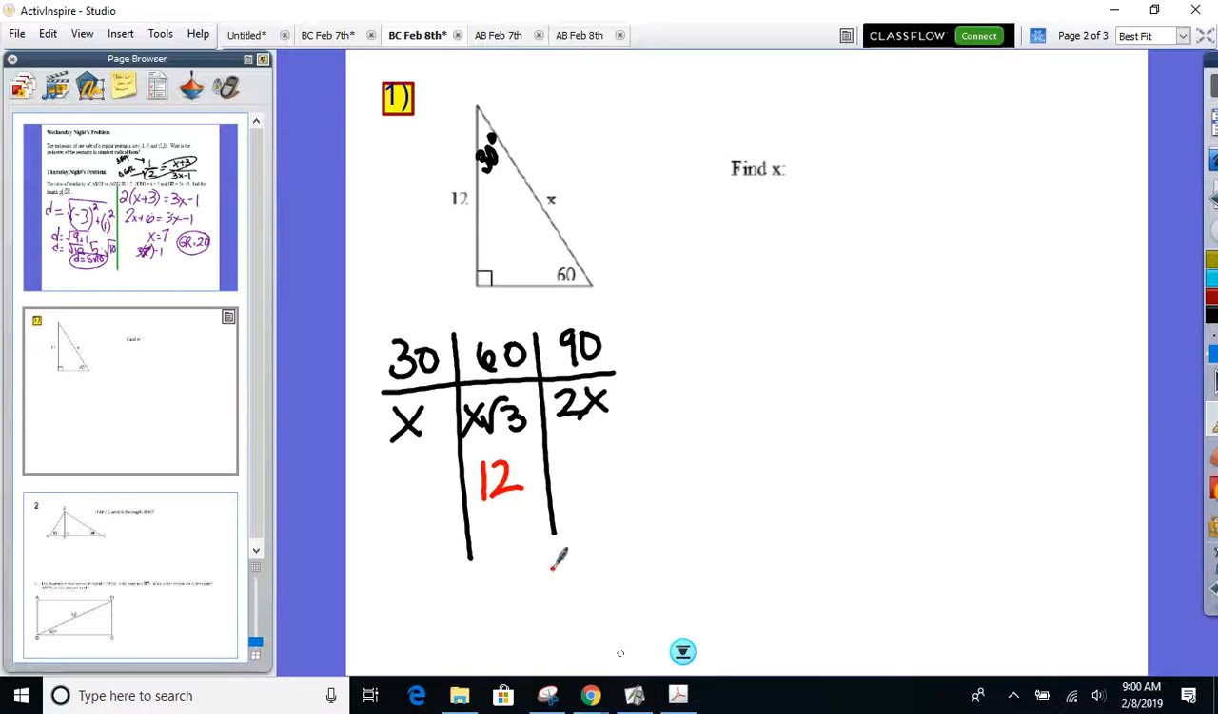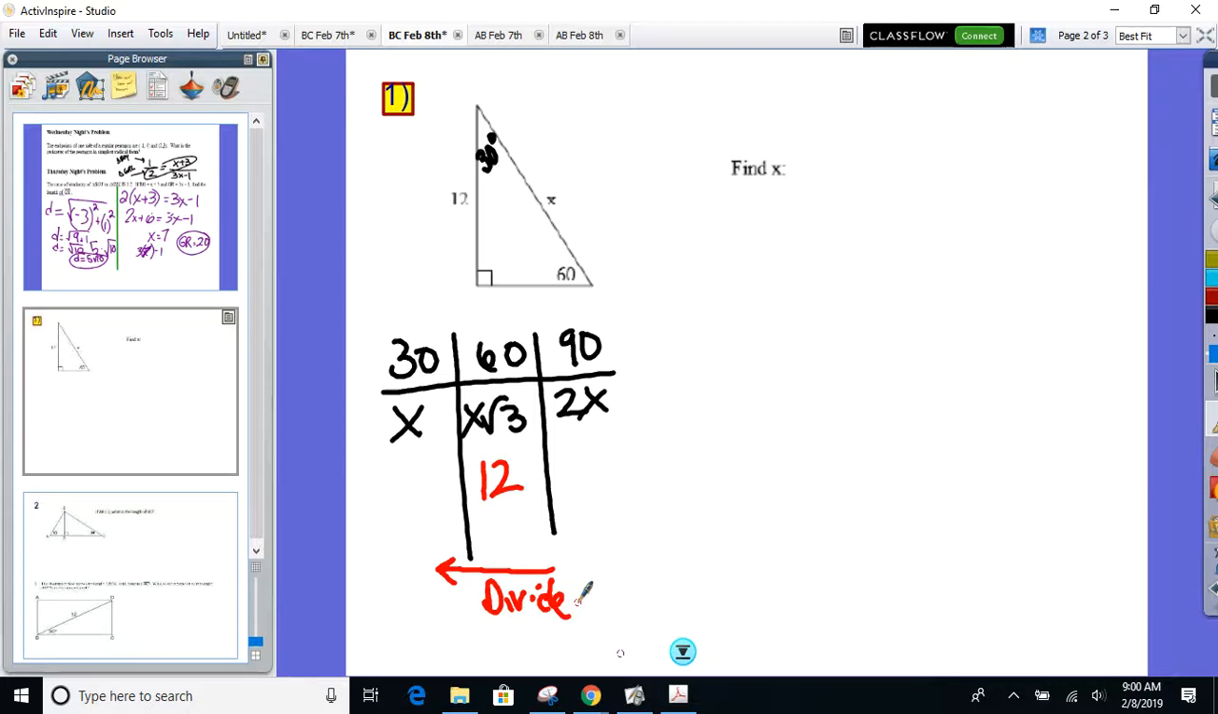When I go to the right in the chart, what do I have to do? I got to multiply everyone, whether it be by radical 3 or 2. Now when I go to the left, I'm going to divide if I want to go back. Specifically, look where the 12 is. It's with the x radical 3. What do I have to do here to adjust the x? Divide it by radical 3. So that's what I'm going to do right now.